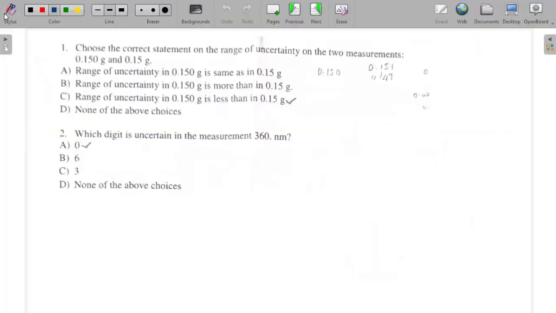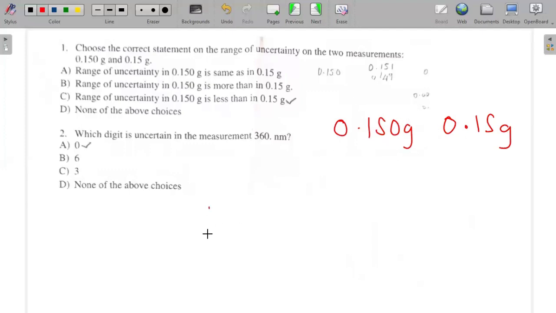Okay, so we look at question 1. Question 1 says choose the correct statement on the range of uncertainty on the two measurements we've been given. The two measurements are 0.150 grams, and the other one is 0.15 grams. So we have to choose the correct statement on the range of uncertainty for these two numbers.